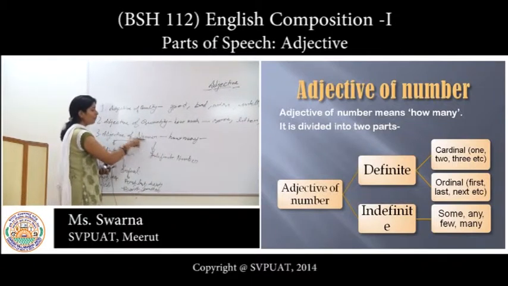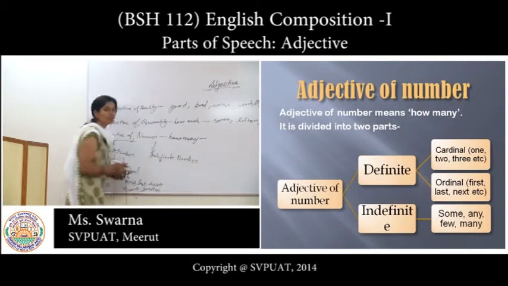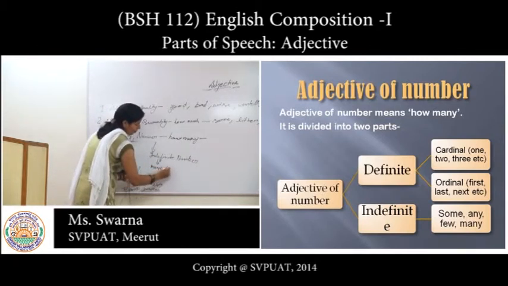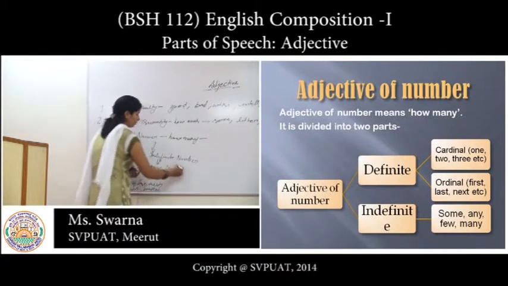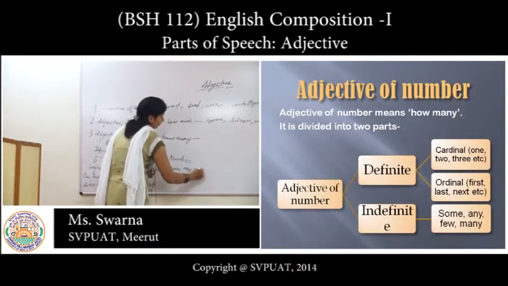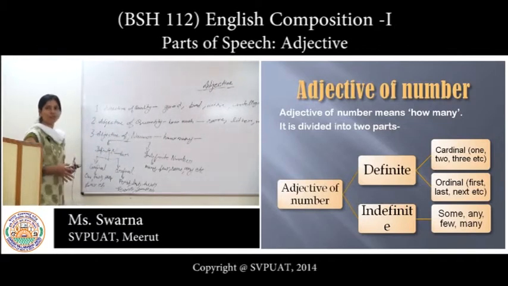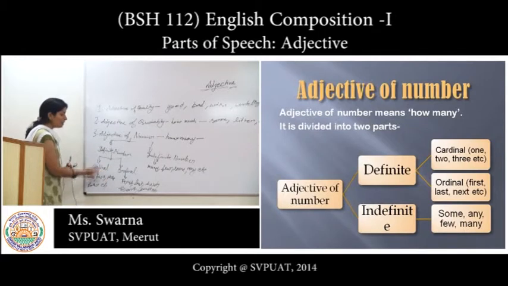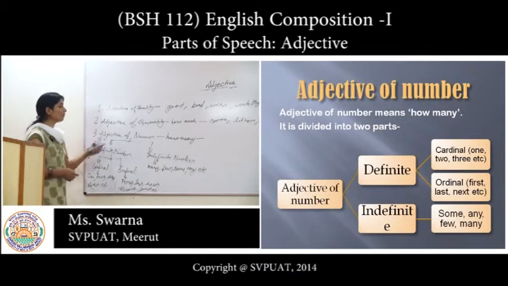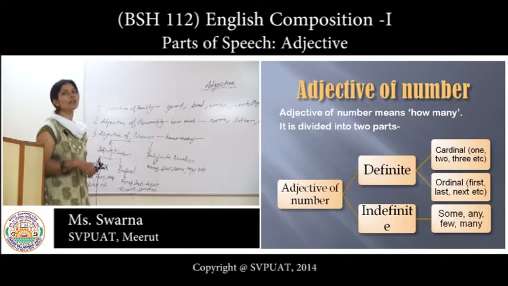Then the second type of adjective of number is indefinite number, which means it is not definite, like the words many, few, some, any, etc. So these are the types of adjective of number. When we use these words in a sentence, they denote the adjective of number, which denotes how many the noun or pronoun is in number.